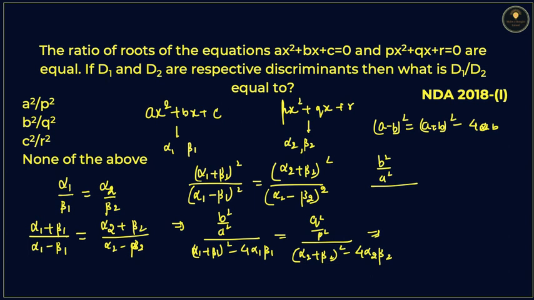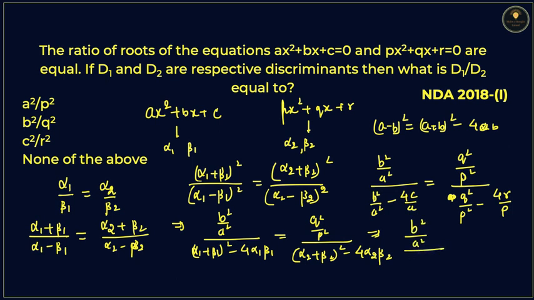You will get here b square by a square, and in the denominator alpha 1 plus beta 1 written as b square upon a square minus 4 times c by a. That is equal to q square by p square divided by q square by p square minus 4r by p. So we can write the whole thing as b square by a square, and in the denominator b square minus 4ac divided by a square.